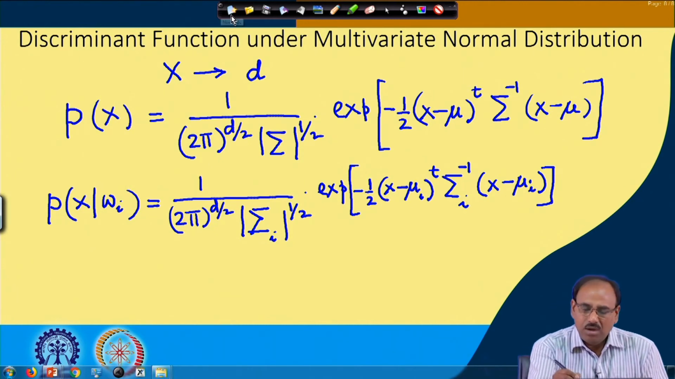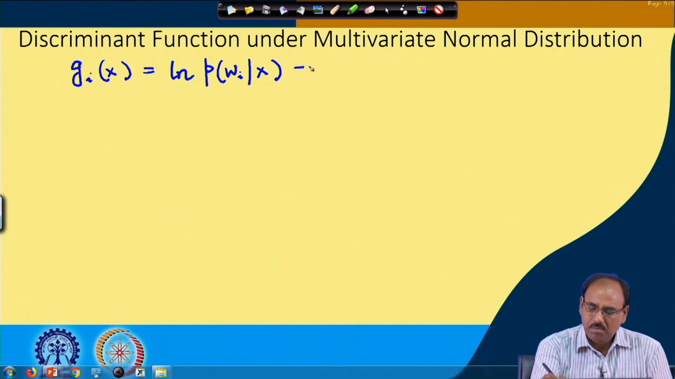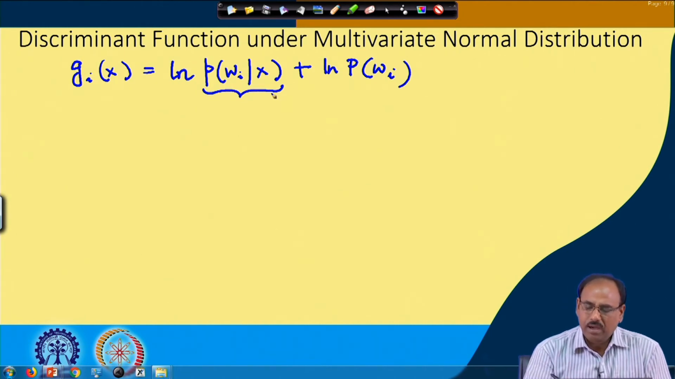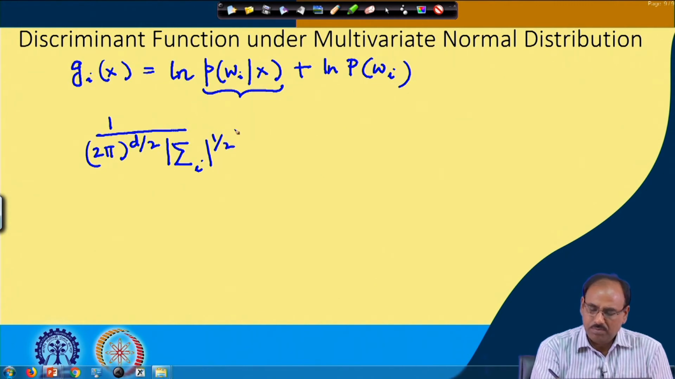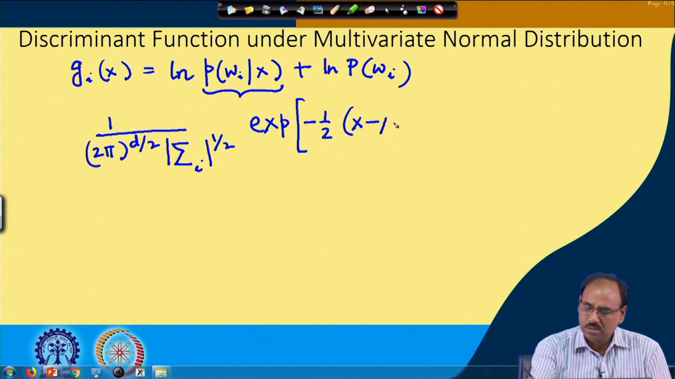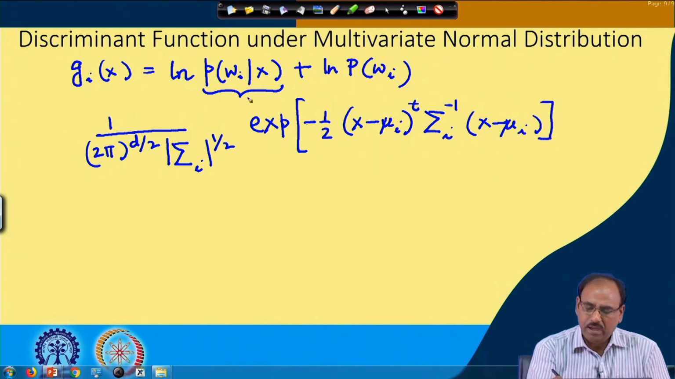Now, given this, the way we have defined g I x is equal to log of p omega I given x plus log of a priori probability p of omega I. Now, you find that p of omega I given x is nothing but 1 over 2 pi to the power d by 2, then square root of sigma I, exponential minus half x minus mu I transpose. So, this is what is p of omega I given x.